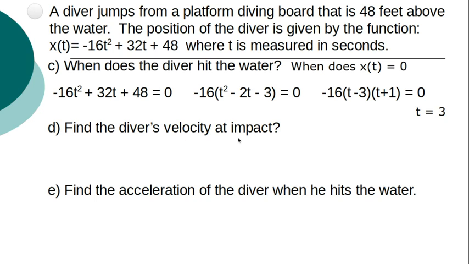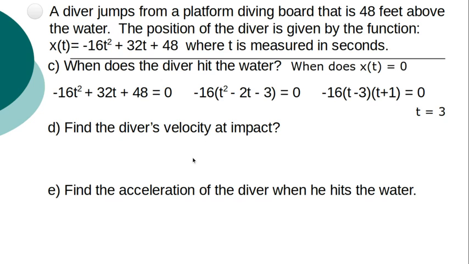Okay, so now for part D, find the diver's velocity at impact. Velocity at impact is not 0, even though right after something might hit the ground or hit the water, the velocity changes. But think about dropping a box from a window on the first floor and a window on the 20th floor. The velocity at impact is definitely different for those 2 boxes.